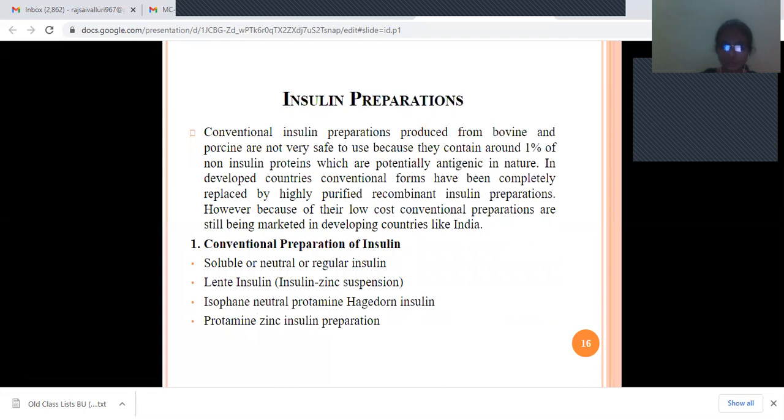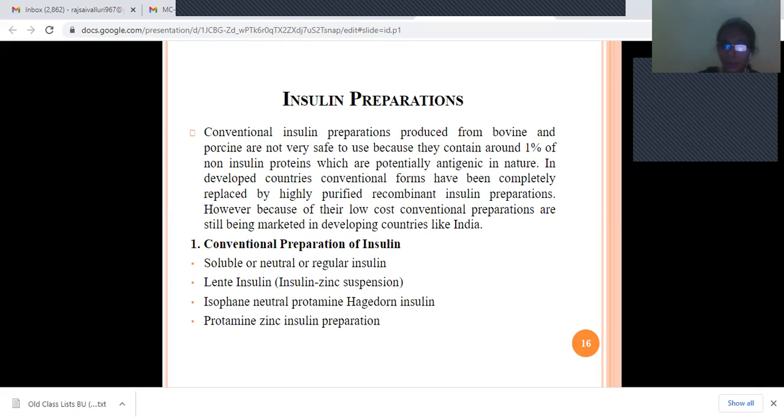Next, insulin preparations. There are many types of insulin preparations. Let's see what they are. Conventional insulin preparations derived from porcine and bovine sources are not very safe to use because they contain 1% non-insulin proteins, which are antigenic in nature, so they can develop antibodies.